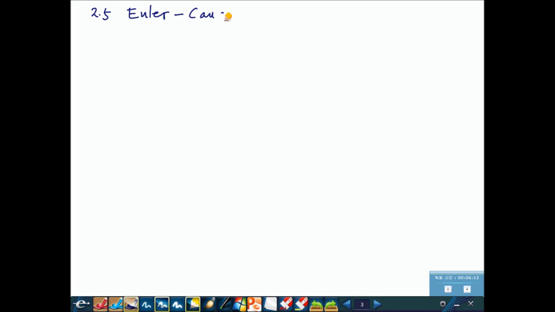Euler-Cauchy equation. Okay, so we have a new type of equation which looks like this: x squared y double prime plus a x y prime plus b times y is 0. Okay?